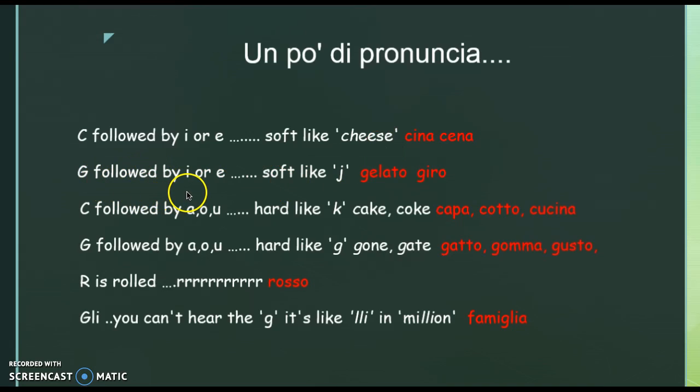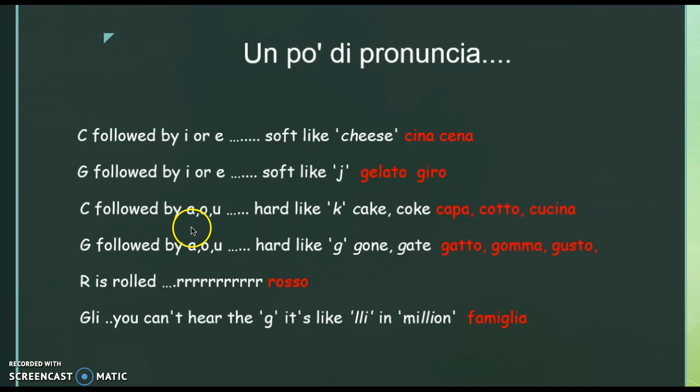G followed by I or E makes the soft j sound. Gelato, giro. So remembering J, G makes the j sound.